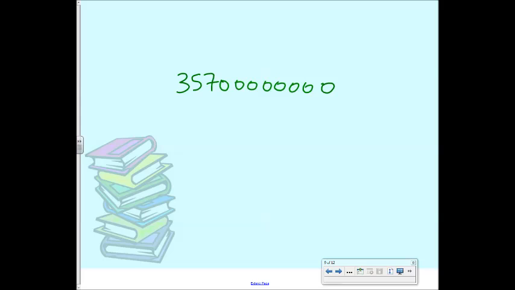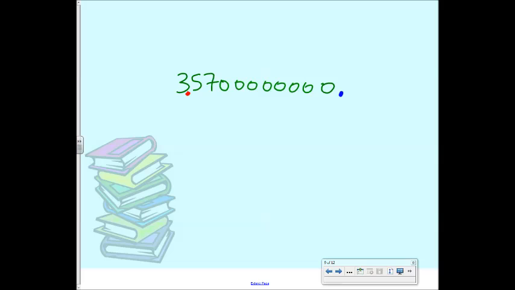Okay, so where do I want my decimal to start? Where does my decimal always start if there isn't one in there? It always starts at the end. And where do I want it to end up? Between 3 and 5. So it starts at the blue and it ends up at the red.